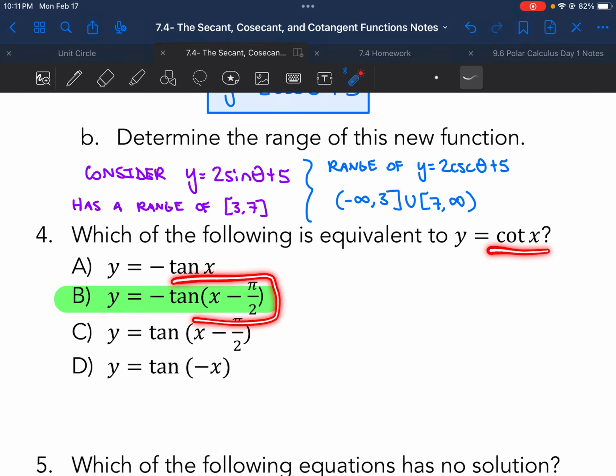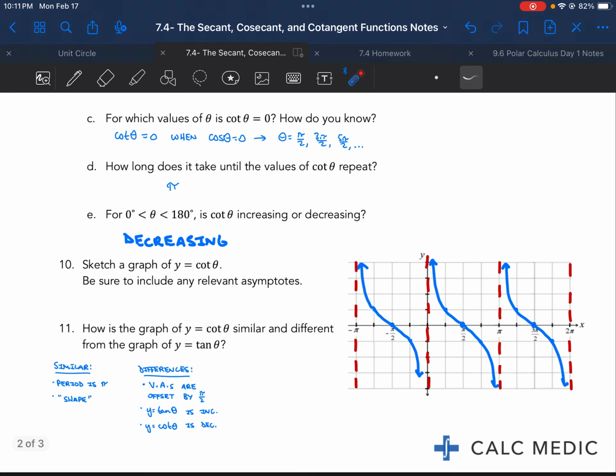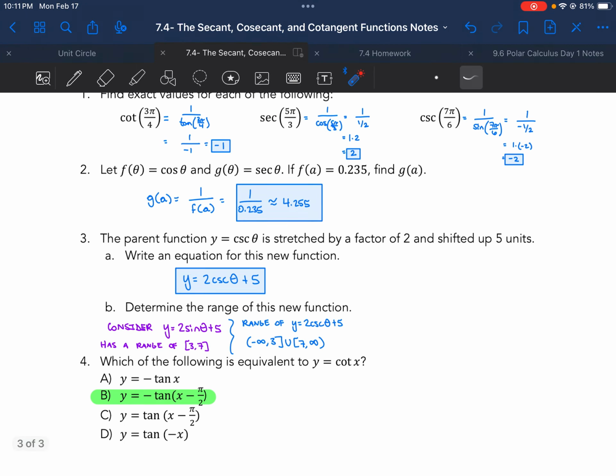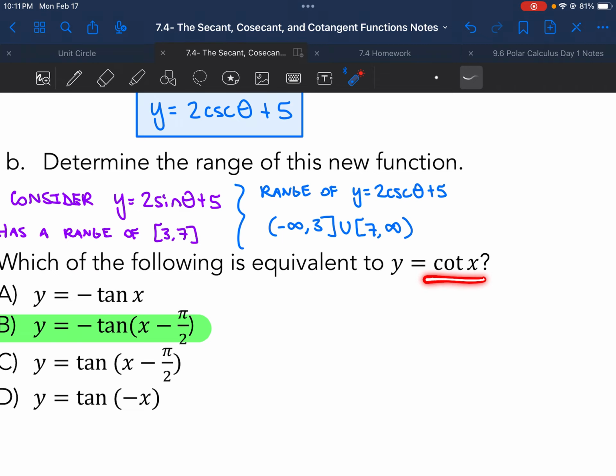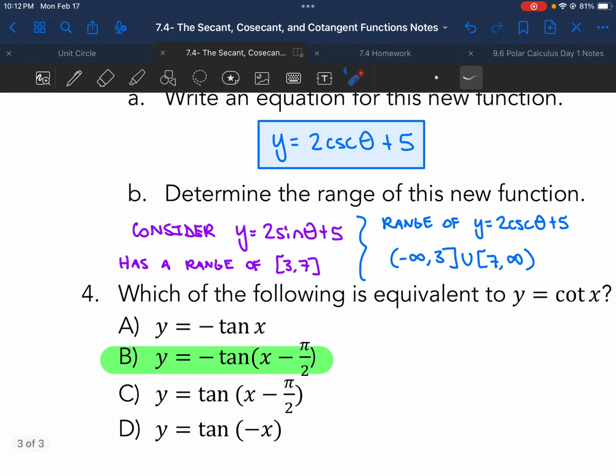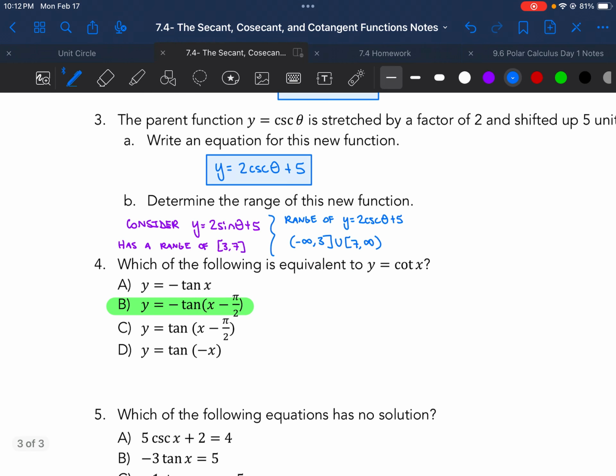Cotangent of x, you take tangent's graph, and you move the vertical asymptotes to the right pi over 2. But the other thing to keep in mind is that tangent of x is increasing, cotangent of x is decreasing. So cotangent would be acting like a negative tangent. So here's the vertical asymptotes getting offset by pi over 2. Here's the fact that cotangent would act as a negative tangent. All right, so that's why B is the correct answer.